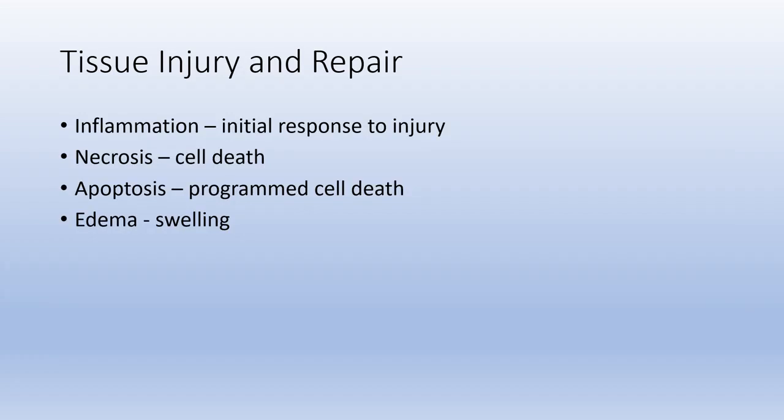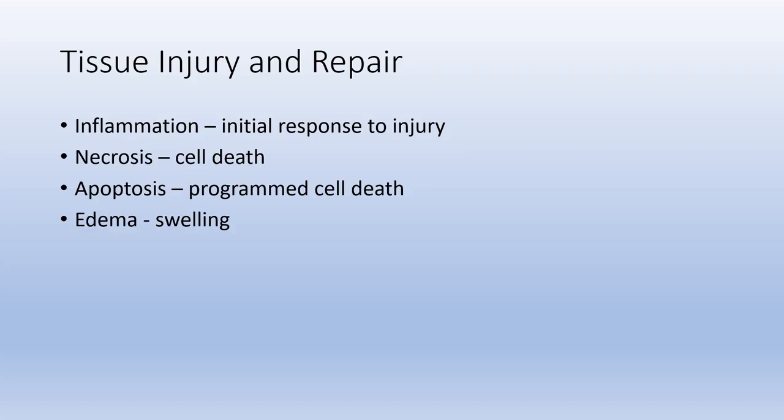So what happens when tissue is injured? It needs to be repaired. Whenever tissue is injured, there are certain chemicals that are sent out and it triggers your inflammatory response. That's going to be one of your first responses to any type of injury. Necrosis refers to cell death. Whenever you have necrosis, something has happened, let's say a burn, and cells are dying, that's going to trigger the inflammatory response. Apoptosis is programmed cell death.